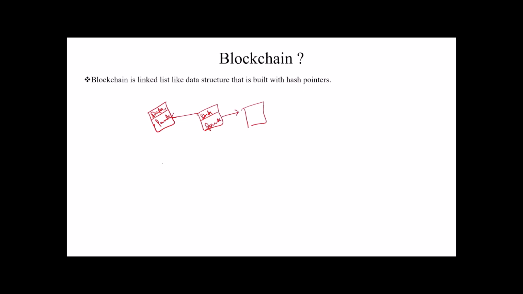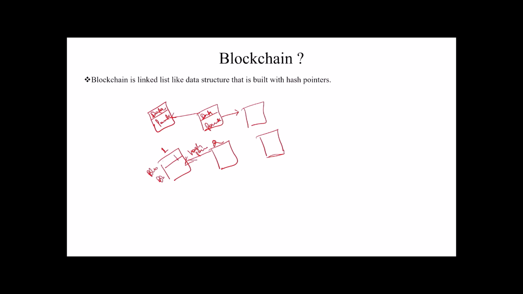The same goes for blockchain. Blockchain is basically a list of blocks connected through a special pointer called a hash pointer, where each block is connected to its previous block. If this is block number 2, it will be connected to the previous block through a special link called a hash pointer. In a linked list we had data and pointer; here we will have block header and block body.